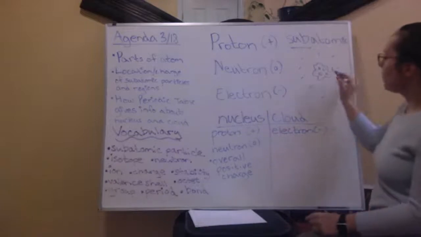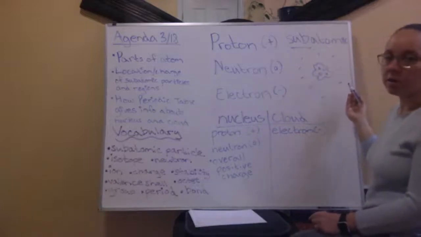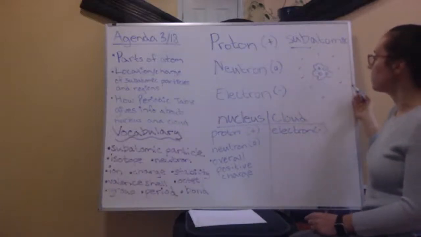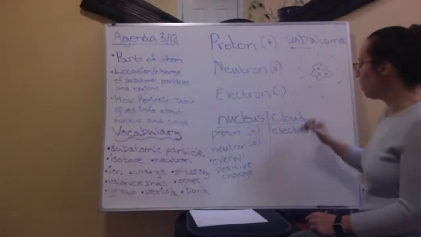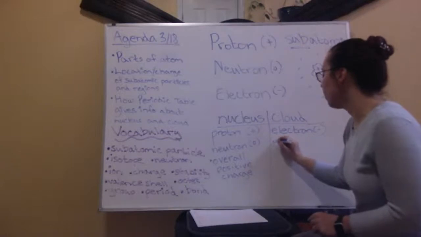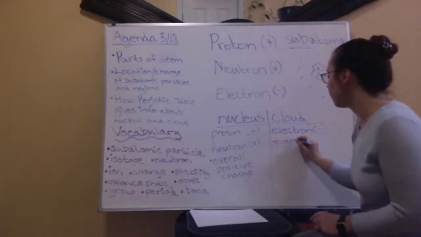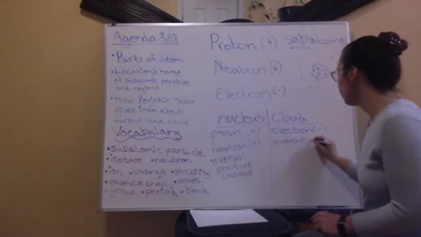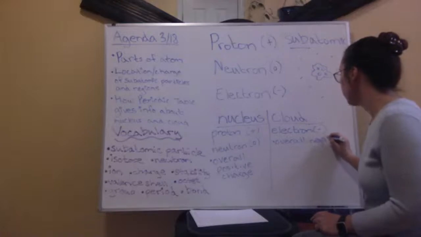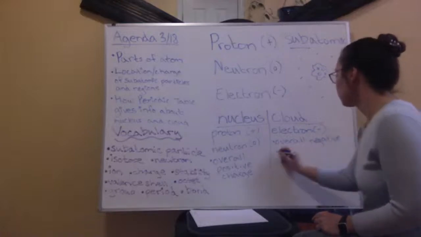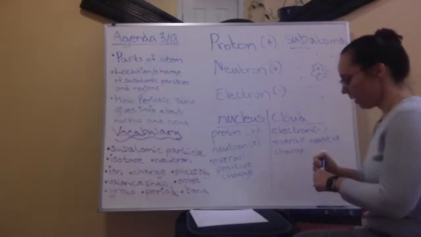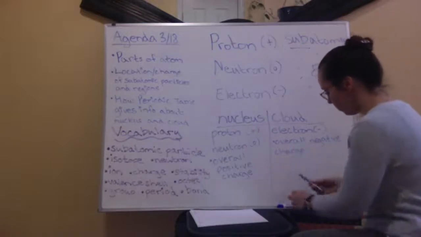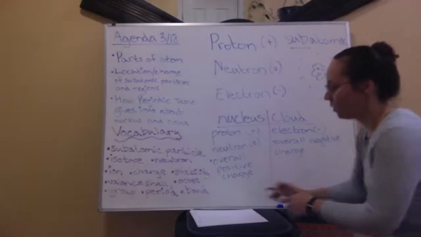Okay, and if the nucleus has an overall positive charge, then the region where the electrons exist must have an overall negative charge, which it does. So in the electron cloud, it has an overall negative charge. Okay, and I'm going to write that on my paper too, so we can be on the same page.